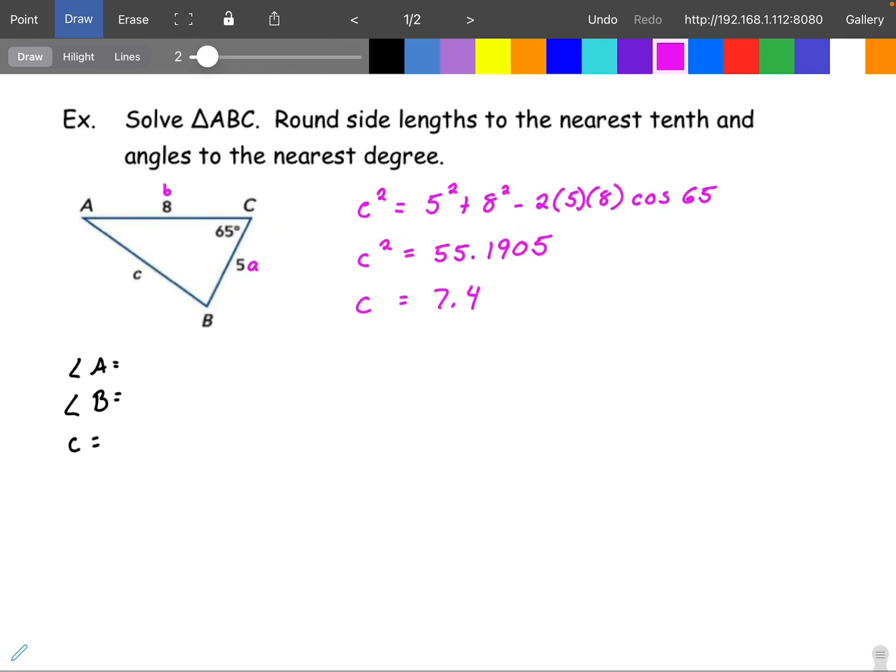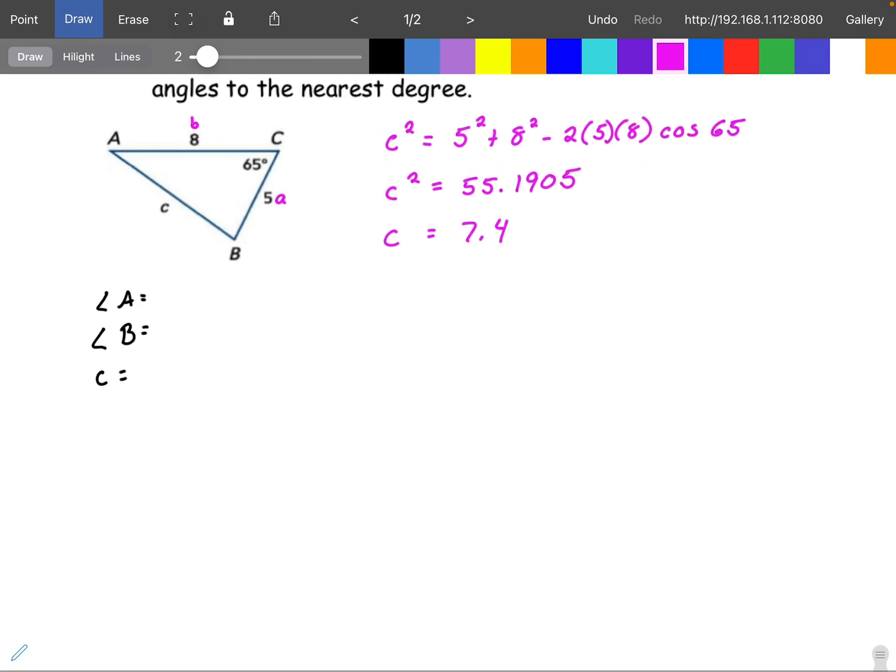Just like in the problems from the first half of 4.7, we're rounding side lengths to the nearest tenth, which is why I rounded it to 7.4, and then angles to the nearest degree. So we know side C is 7.4. Now that we know all three sides, we are able to look for missing angles. So let's go ahead and just start with A.